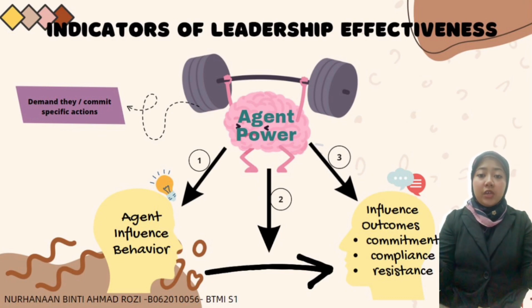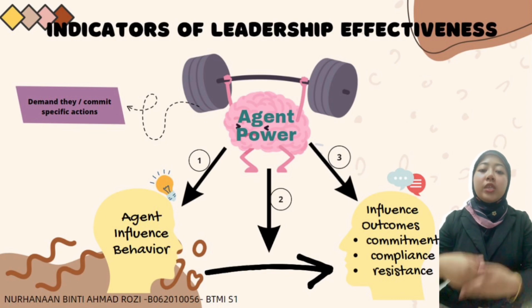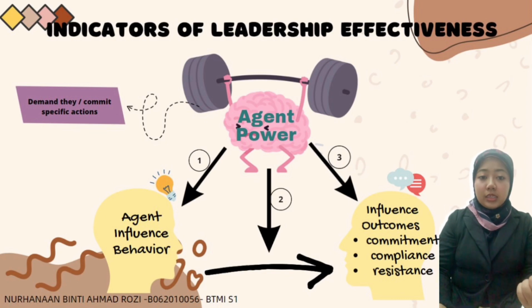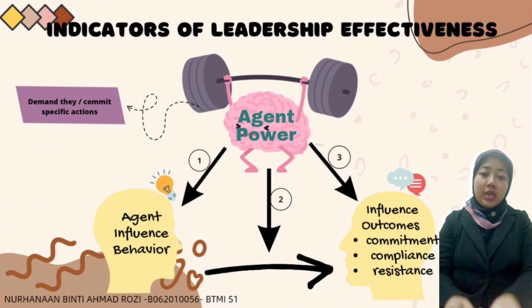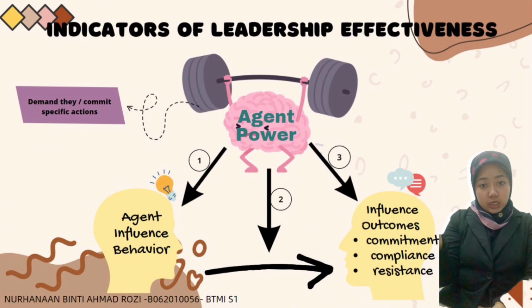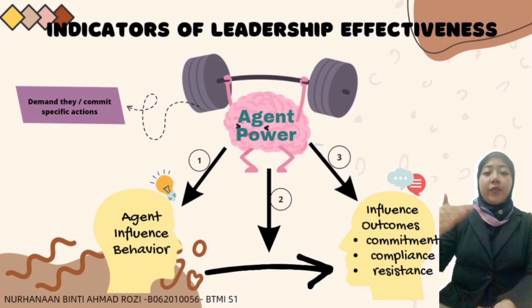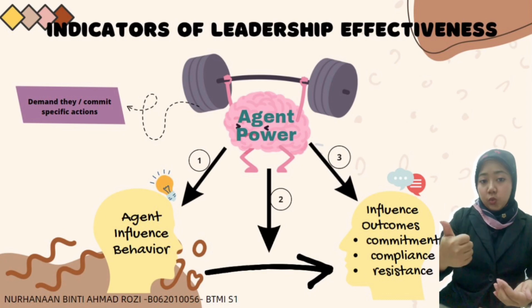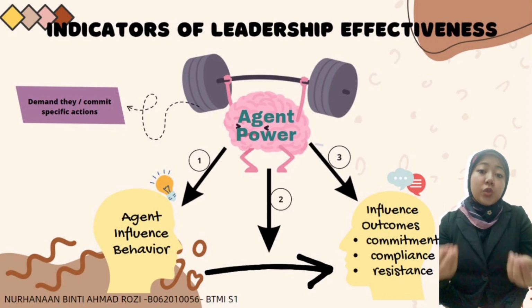Next is agent influence behavior. Agent influence behavior refers to how individuals or groups try to get others to do what they want. It encompasses the strategies, tactics, and techniques that agents use to influence others. For example, imagine you are trying to convince your friends to go to the same movie as you. You might try using rational persuasion by explaining why the movie is good, or you might appeal to their emotions about the movie genre.